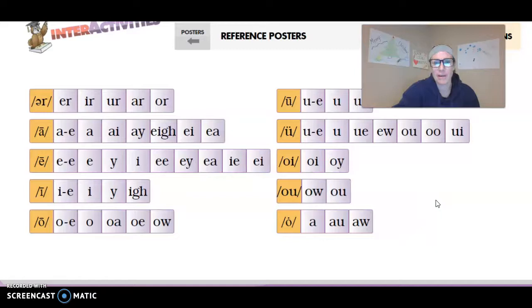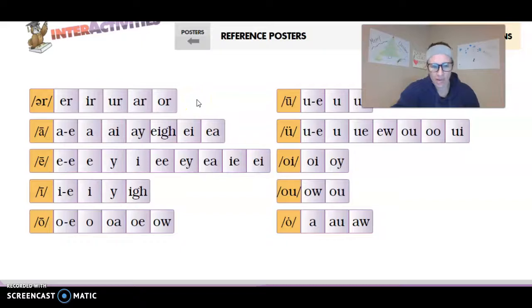All right, how many ways are there to do the sound oi? Two, here it is, OI and OY. How many ways are there to do the sound er? Can you find it? There's five. All of the R controls all can say it in different ways.